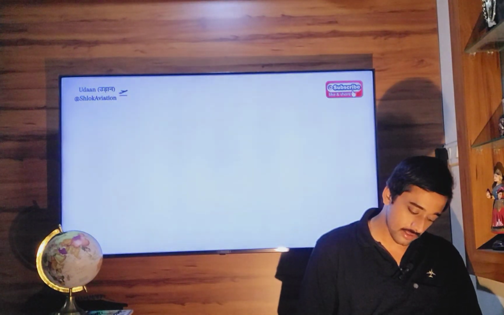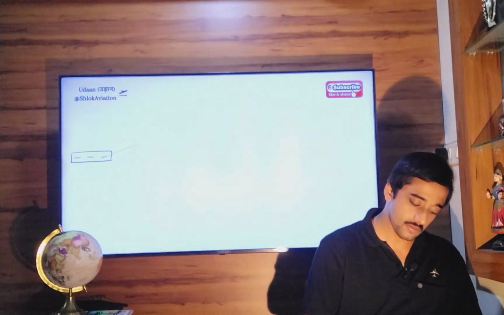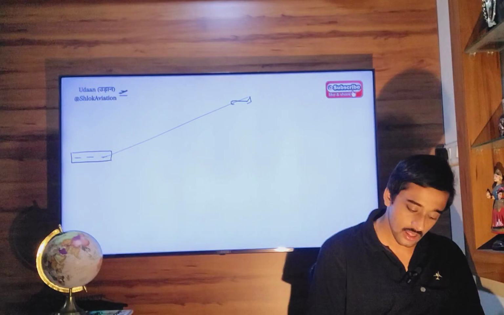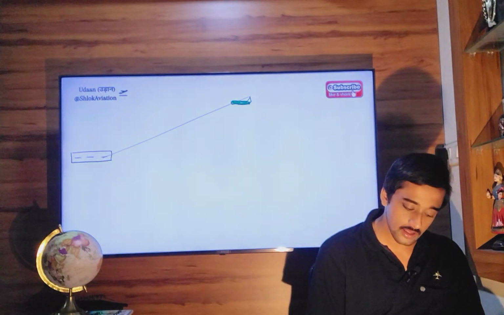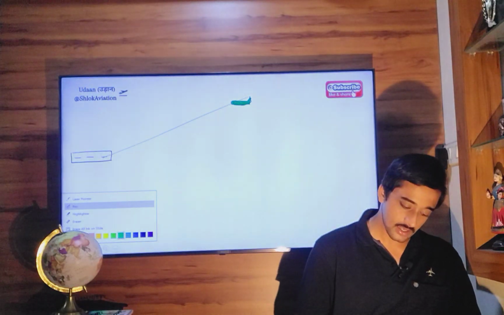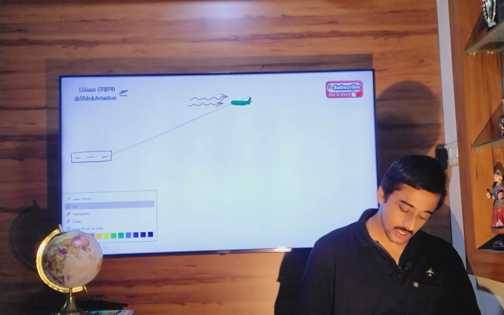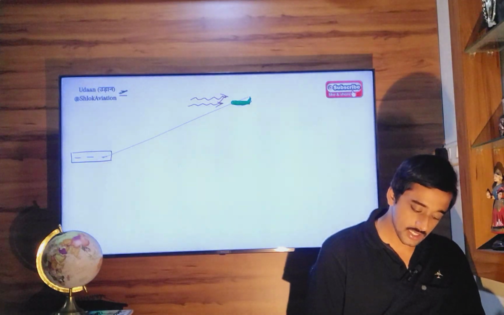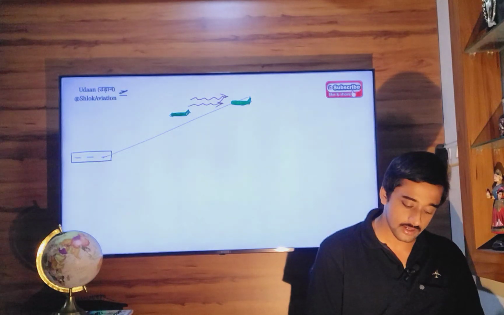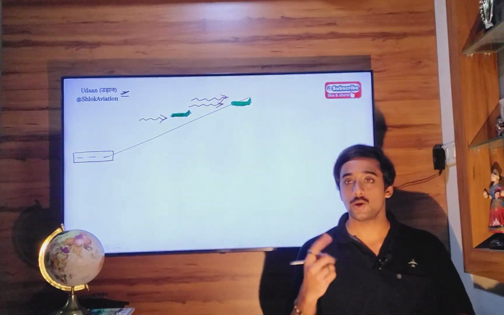So let's say this is your runway and this is your standard glide slope. Your aircraft is at position 1. At position 1, you are getting, let's say, 20 knots headwind. Then at position 2, your aircraft gets 10 knots headwind. So your headwind has decreased from 20 knots to a new value of 10 knots.